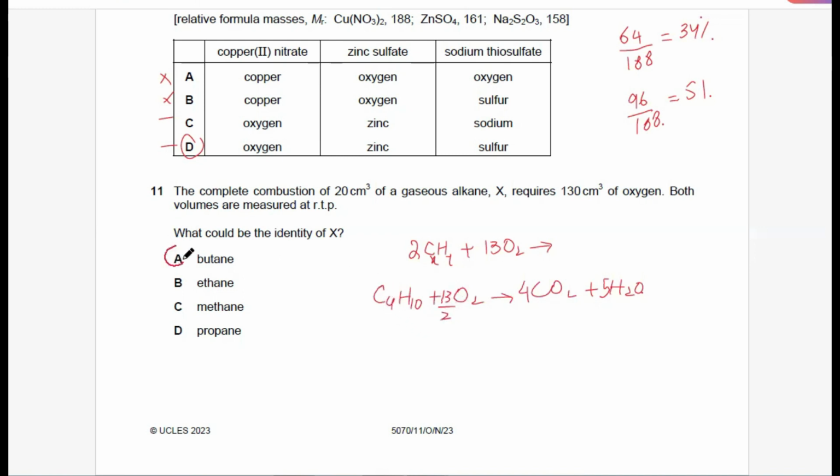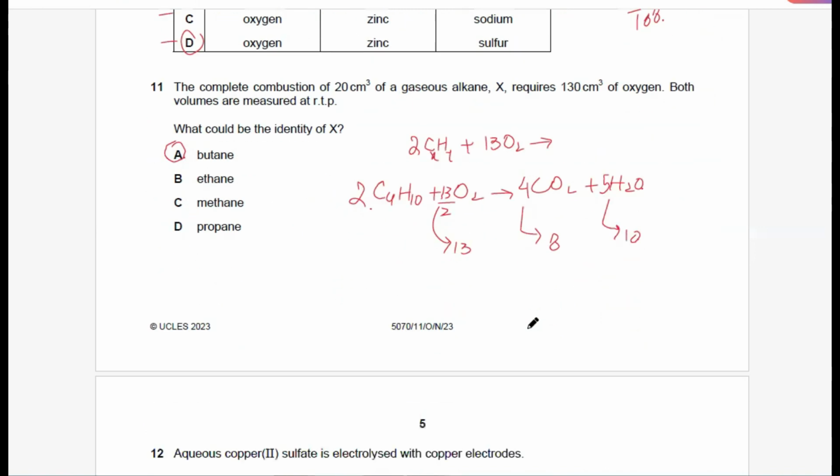So option A is the correct option because if I just multiply the whole equation by 2, it will be 2 over here, 13 over there, 8 over there, and 10 over there. So option A is the correct answer here.